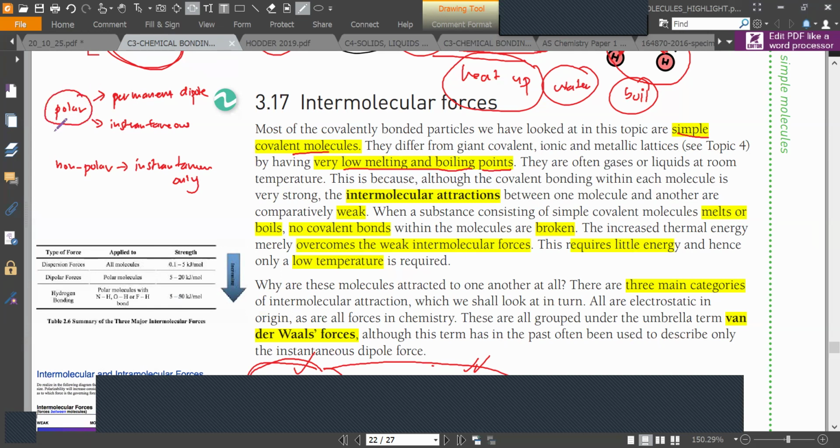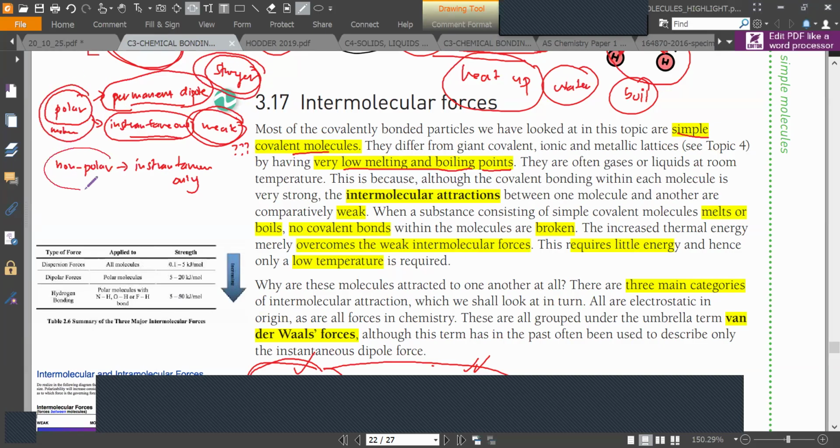So polar molecules can have permanent dipole and instantaneous dipole, but normally we focus on the permanent dipole because it is stronger. This one is weak. The instantaneous one is almost something we don't feel because it's too weak. So we focus on the permanent dipole for polar molecules. For non-polar molecules, because they do not have the permanent dipole, they only have the instantaneous dipole, so we will focus on this one.